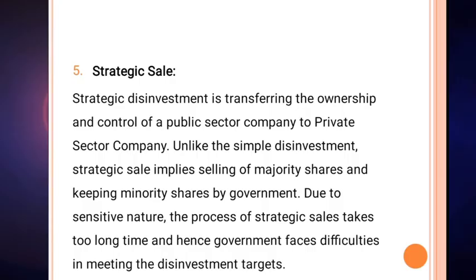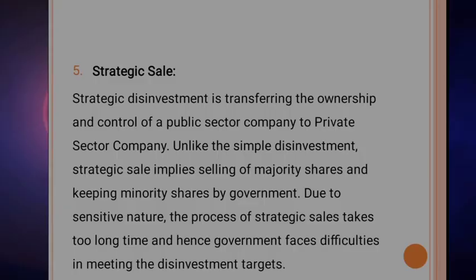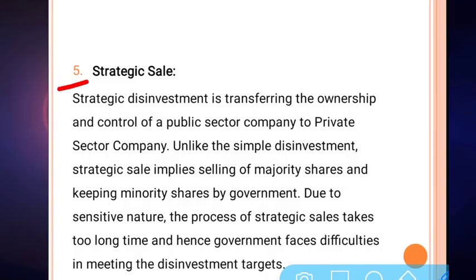And the next one is strategic sell. In strategic sell disinvestment, government transfers the ownership and control of a public sector company to a private sector company. In this method, government does not sell 100% of its shares to the private company, but a majority of shares are sold to a private person or private company, while minority shares are still kept by the government for a longer period of time.